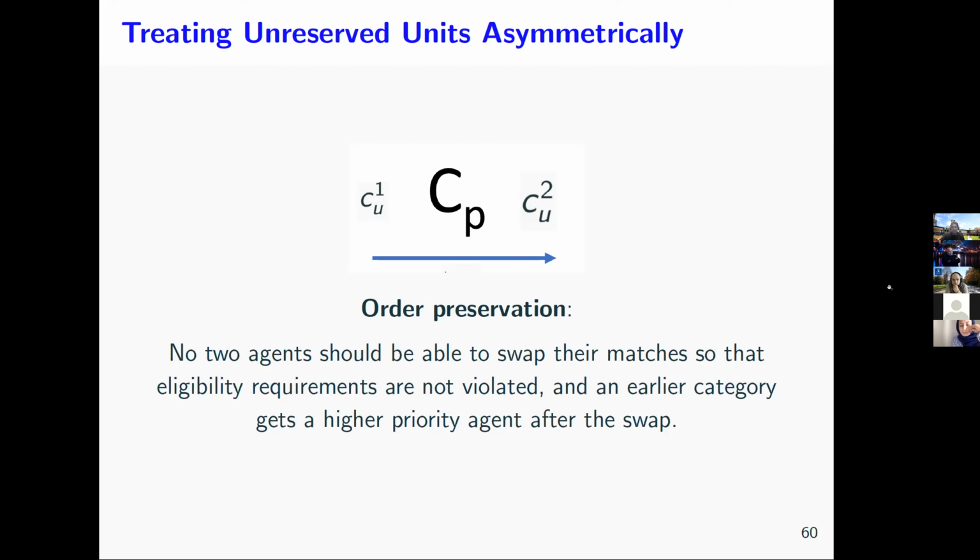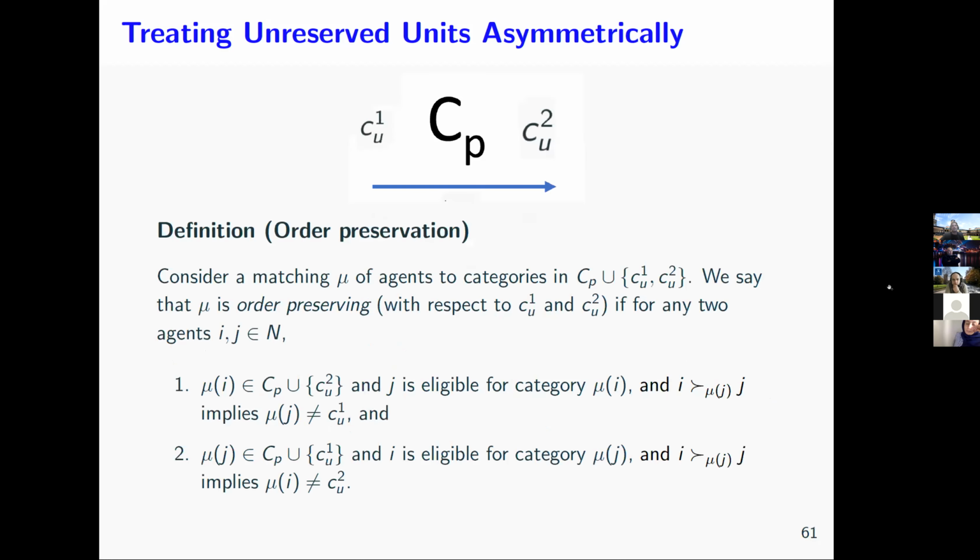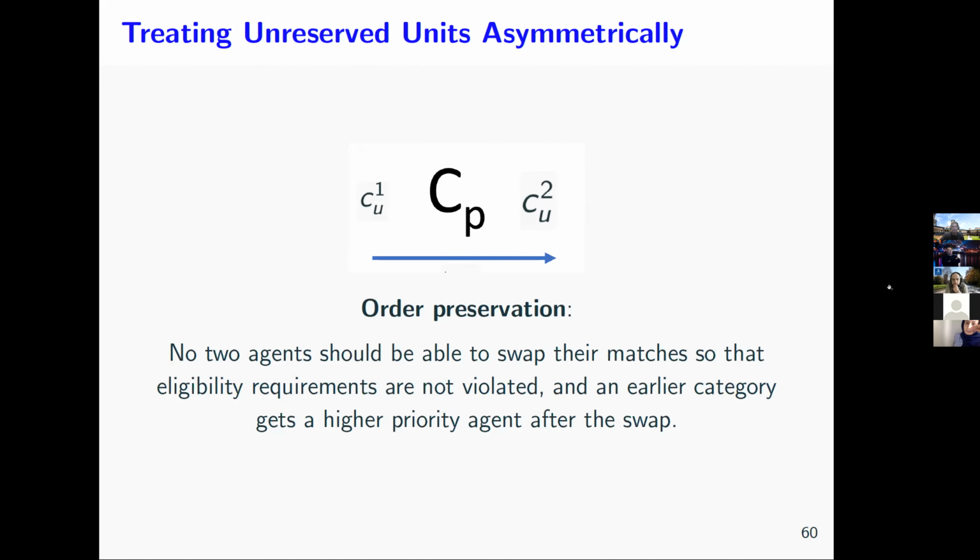And it turns out that this axiom is enough to give us some characterization results. So this is the formal definition, which I will not go into detail, but this particular slide already captures the main idea behind this axiom called order preservation.